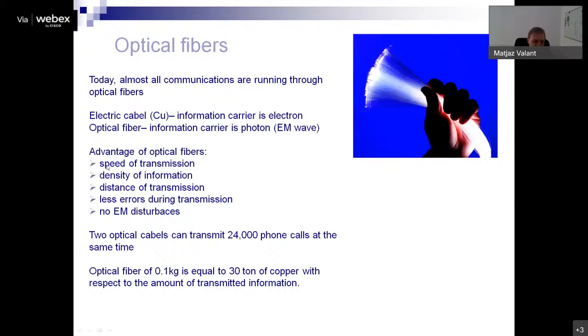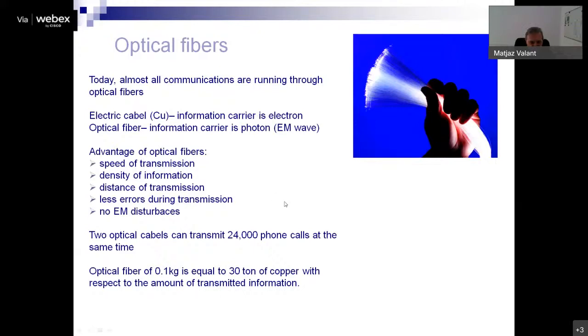In addition to the speed of transmission, we can also pack much more information into the optical fiber than into the copper wire. And we can send it much further, because we know that copper is a good electrical conductor, but it's not perfect. Still, some resistance exists in the copper wire, and we are losing the signal if we transmit it over long distances.